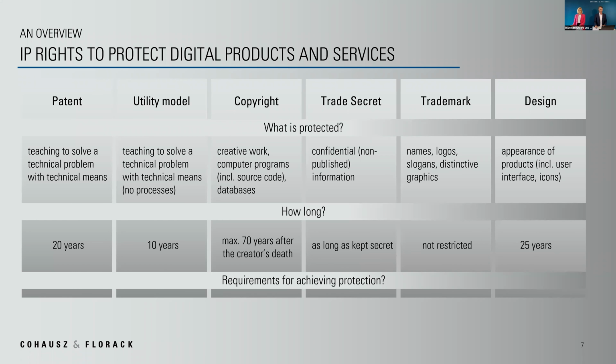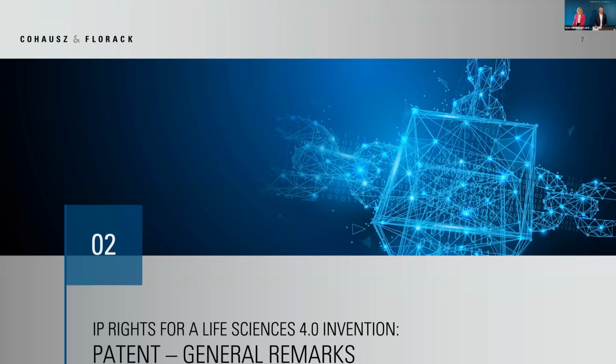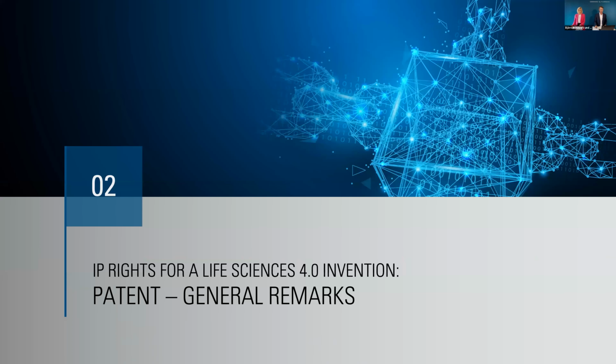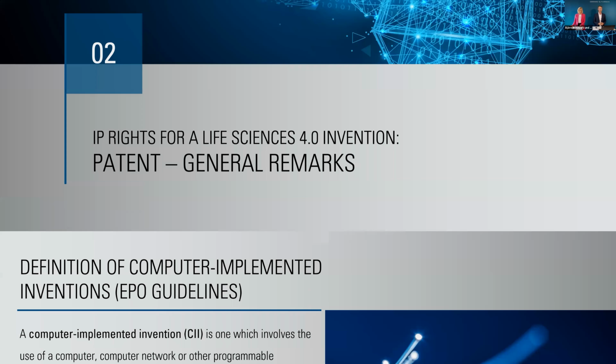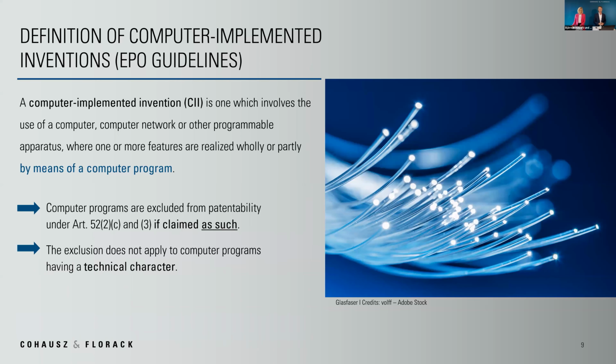Okay, so now on to the patent part. And of course, we start with the EPO guidelines in this regard. I think most of you may know that a computer-implemented invention is one which involves the use of a computer, computer network, or other programmable apparatus, and one or more features are realized by means of a computer, which is the classical software aspect.